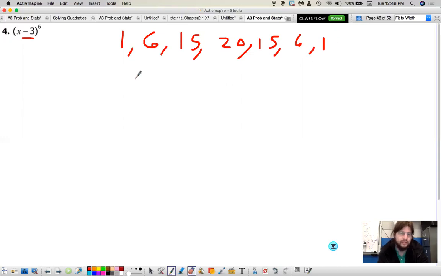There's my coefficients. Let's just do the thing. If you're on your paper at home, you might want to turn it sideways or just make sure you have space. Don't start at the bottom of the page, start at the top. 1 times x to the 6th. So far, so good.